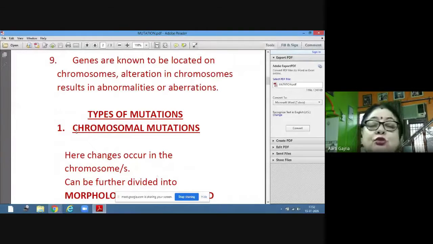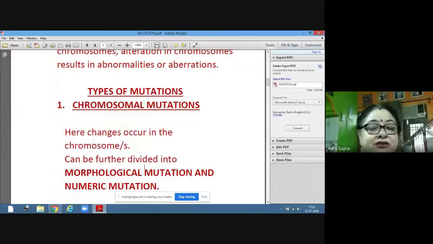If any change is occurring in the chromosome or chromosomes, this type of mutation is called chromosomal mutation. Now, chromosomal mutation can be further divided into two: morphological and numeric. Morphological mutation is the mutation which results in a change in the morphology of the chromosome. Another type of mutation in chromosome is numeric mutation, where the number of chromosomes is changed, and because of the change in the normal number, there is mutation. So, first we will do morphological mutation.